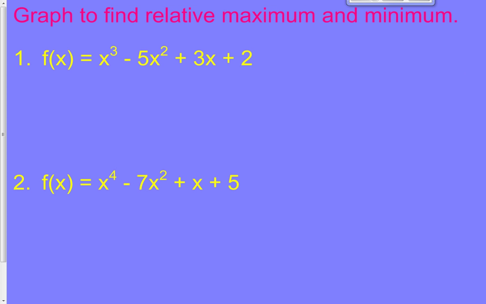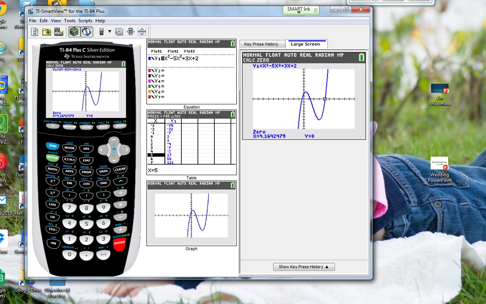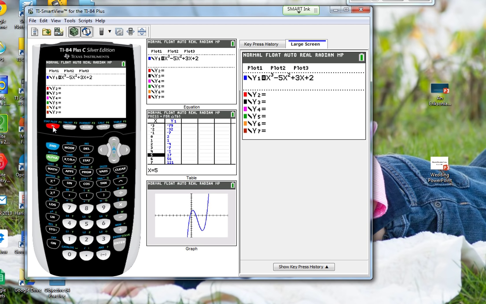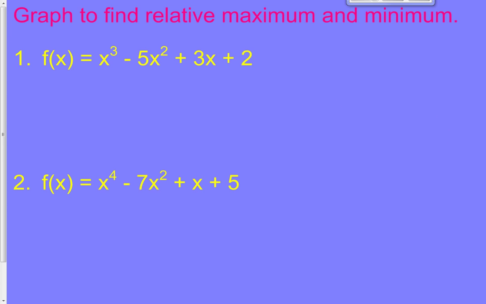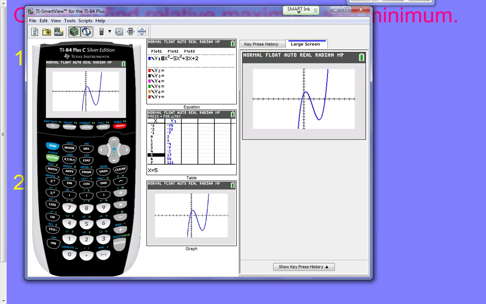Looking at our first one, we're going to graph this, x cubed minus 5x squared plus 3x plus 2. Let's put that into our graphing calculator. Y equals x raised to the third minus 5x squared plus 3x plus 2. I press graph right here, and this is what we're looking at. Now we're going to calculate a relative maximum. That relative maximum is going to be this point right there where I put my red pen.